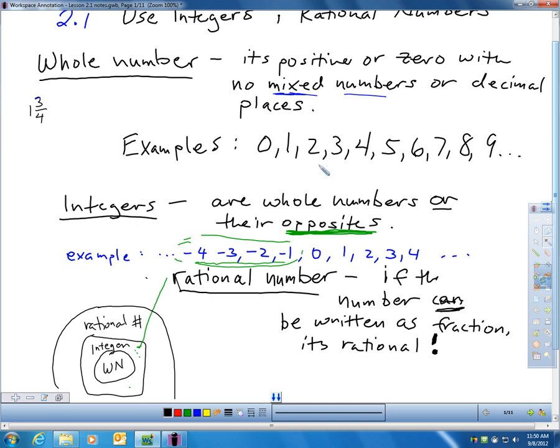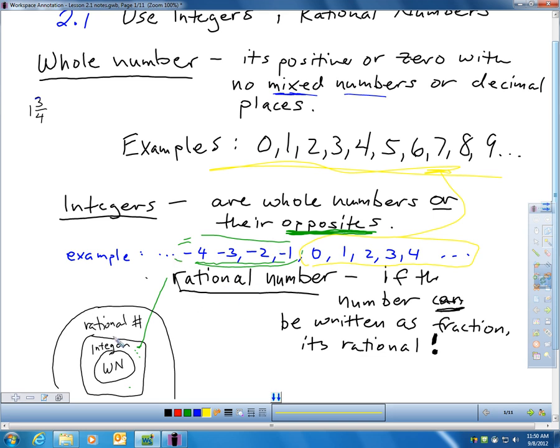Integers are whole numbers and their opposites. So you can see, here are all the whole numbers, just like I had before up here. But it also includes the opposite of those, the negatives. But again, there are no mixed numbers or decimals in that grouping.